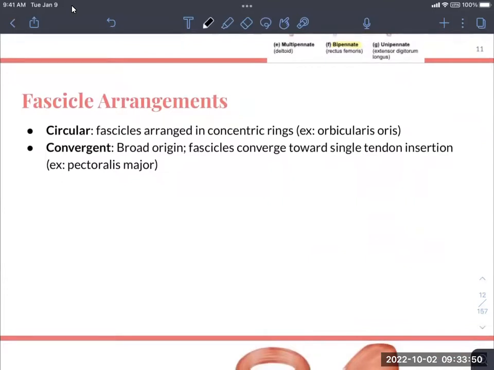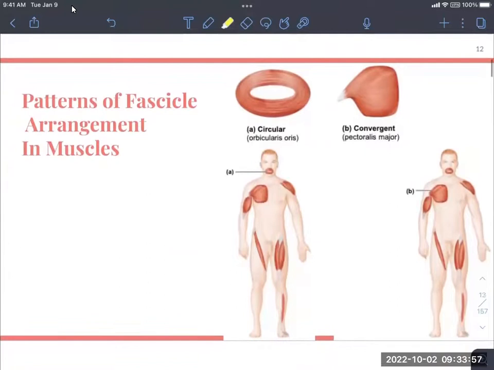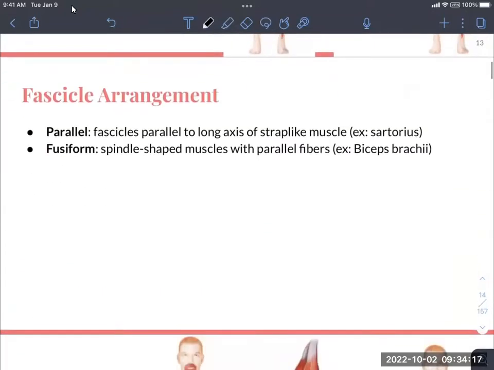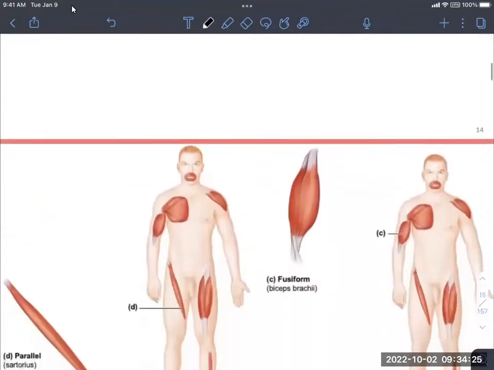So our circular or convergent type of muscles. We kind of went over this already. Circular, so all the muscle fibers are going to be going in a circle. That's what this does. Convergent, they all come together to one area. Parallel or fusiform, so those fascicles are all parallel to each other, or they're a spindle shape.